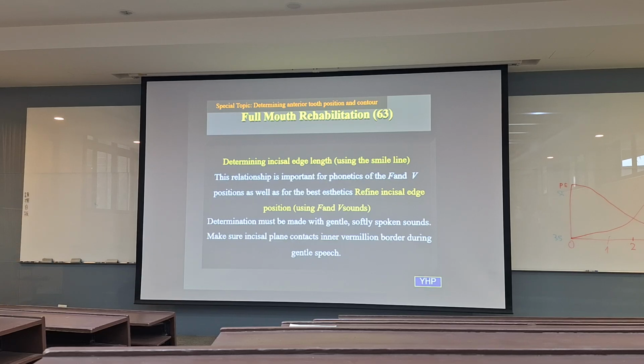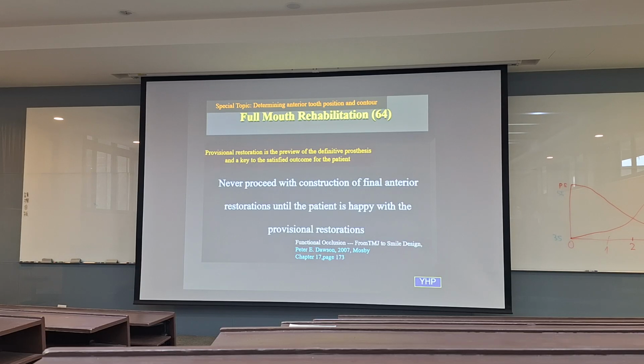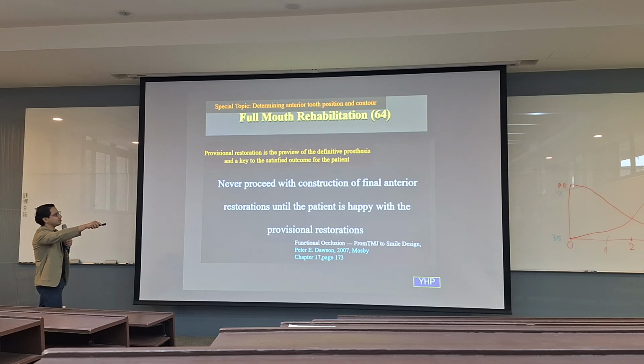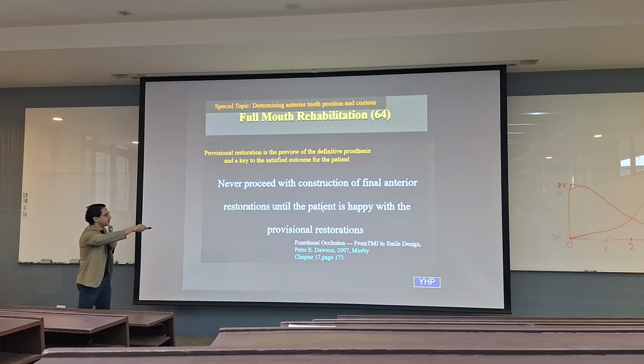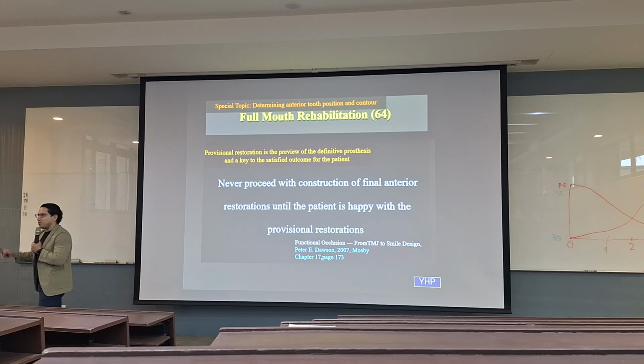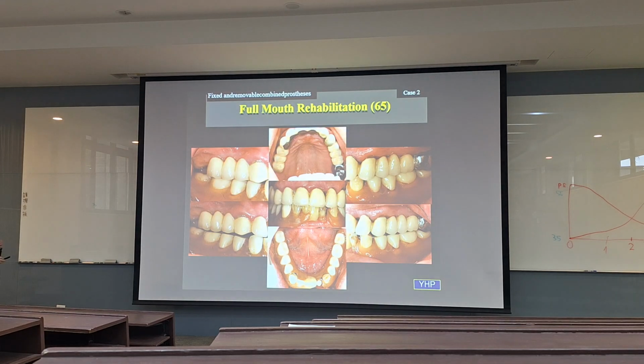So we'll determine the incisal edge and refine the incisal edge position, and of course, since some years ago, never proceed with construction of the final anterior restoration until the patient is happy with the provisional restoration. So you will modify that provisional until they like the shape, and you take pictures and talk with your dental technician, so that the final crown is really close to the one that they decided on and like.